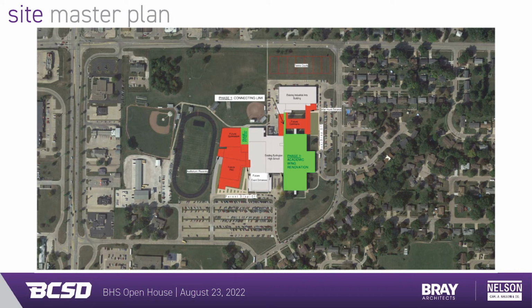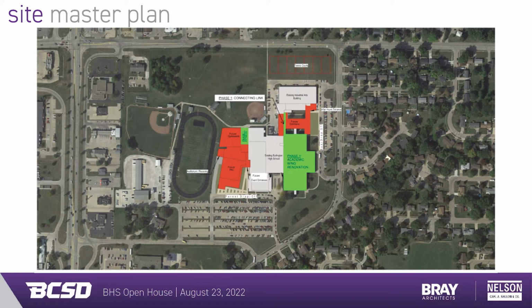The overall site master plan indicates in green the areas of additions and renovations to the high school. This phase of work includes a fitness center addition in the northwest corner, an enclosed connecting link for the circulation path between the main academic building and the industrial arts building to the north, and extensive renovations throughout the 2-story academic building. The area shown in orange is conceptual future work that the district is targeting for long-term improvements.